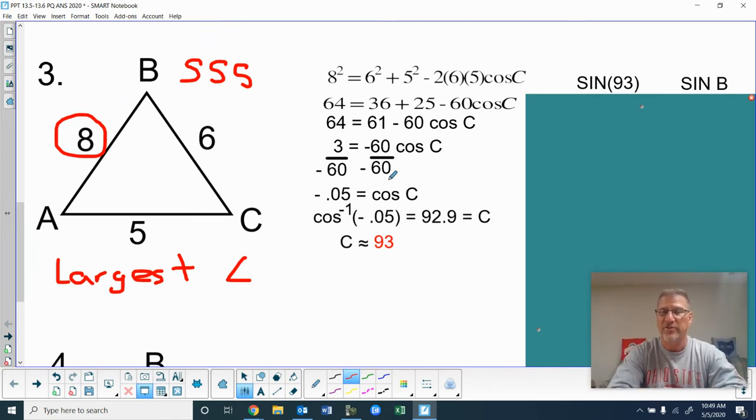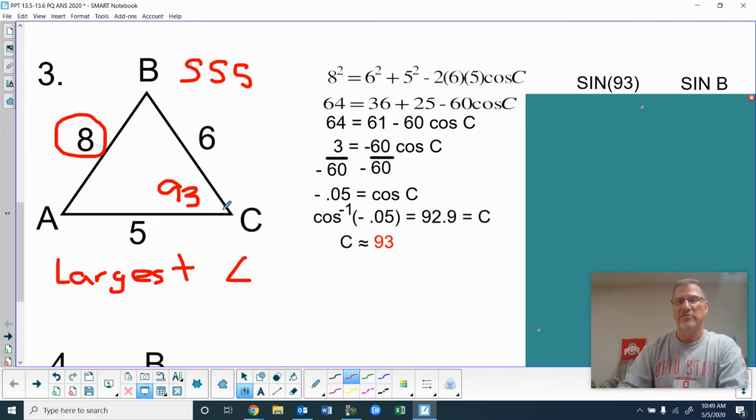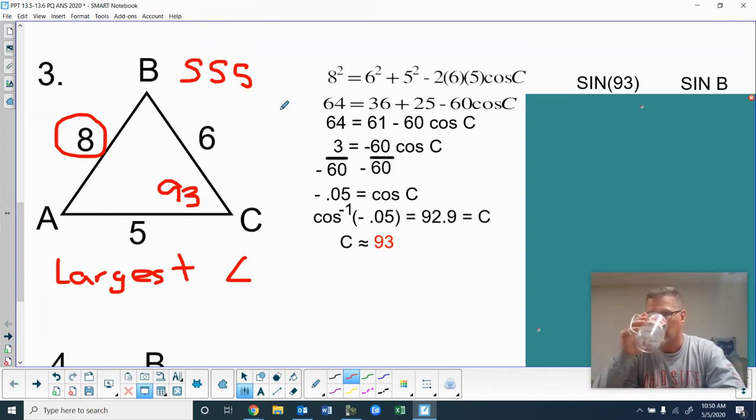Okay, now remember, that's not your angle. That's what the cosine of angle C is. So now is when you hit second cosine, second answer. So the inverse cosine of negative 0.05 is 92.9 degrees. So angle C, then, the largest one, would end up being 93 degrees. All right, so that's the first answer we can get. Now remember, after we use law of cosines, we only use it once. We go to law of sines, find the smaller of the two remaining angles.